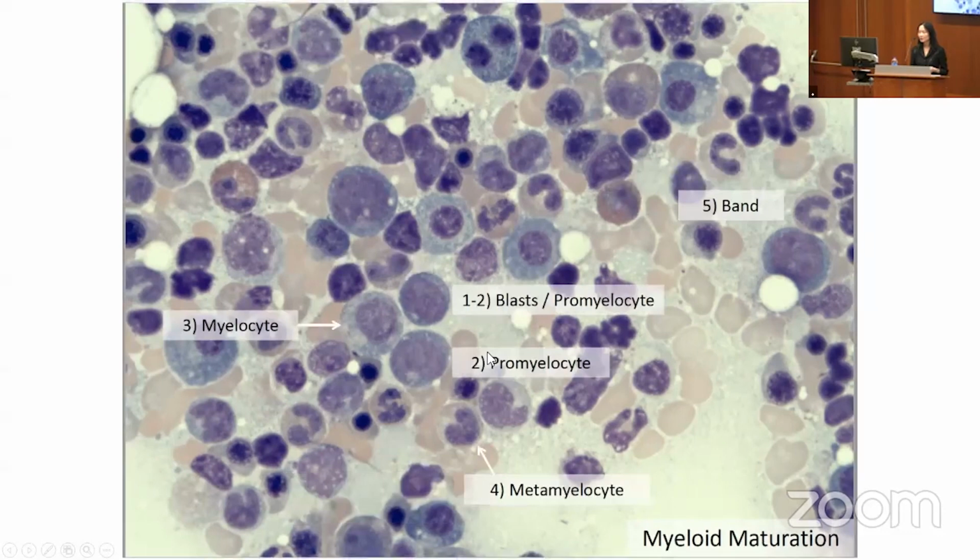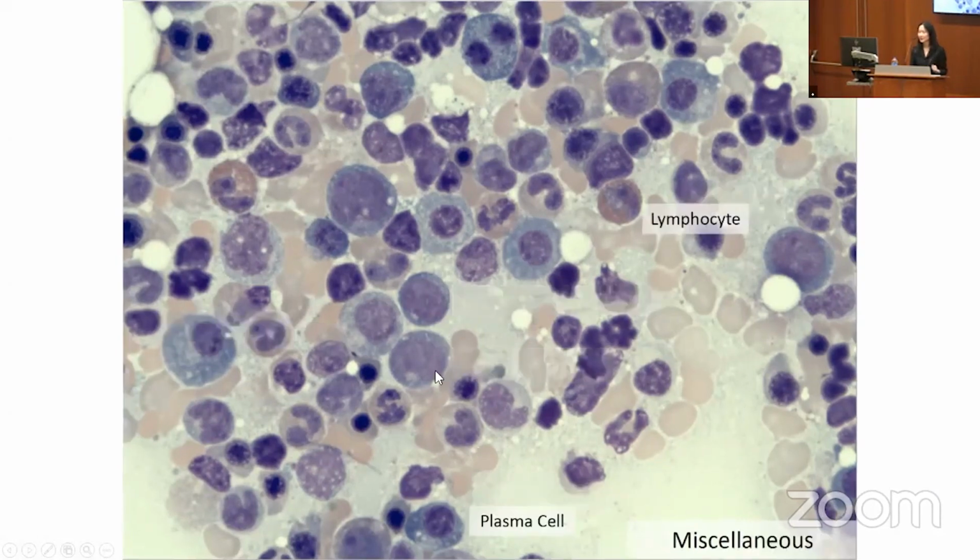For myeloid maturation, it starts out as a blast going towards promyelocyte, myelocyte with more cytoplasm, and then finally metamyelocyte, band, and then there's a neutrophil. Here's a neutrophil here. Other cells include lymphocytes, plasma cells. So these are all annotated in our reports, how much of what you've got in this aspirate.